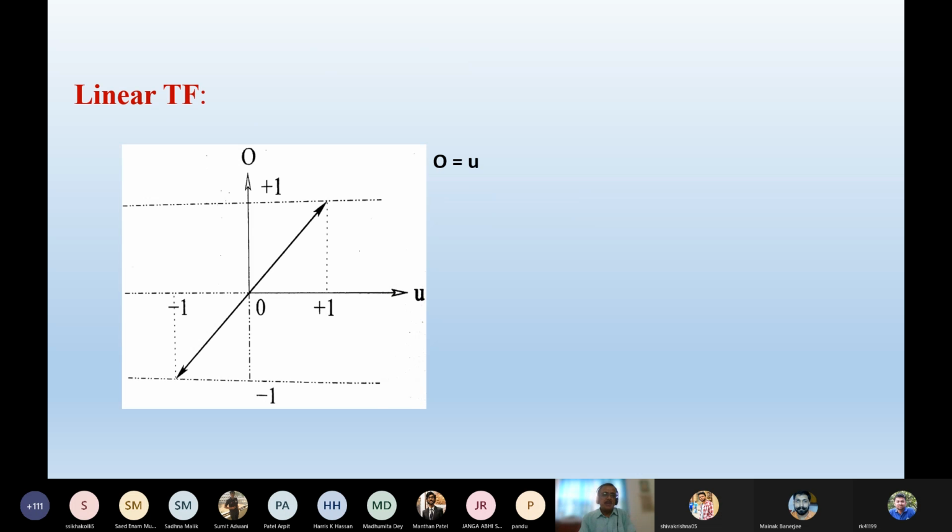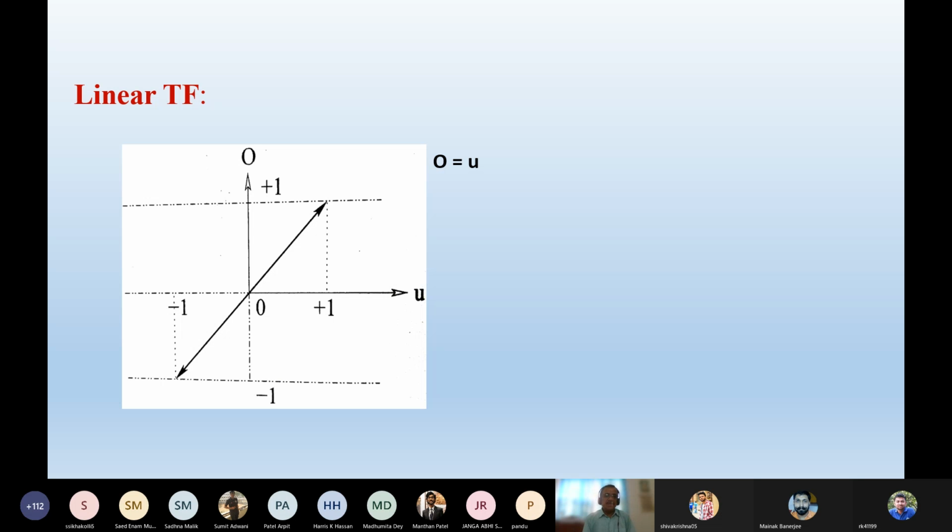Now then comes the linear transfer function, the straight line y equals x. Here this is the input side u, this is the output side o, and y equals x. That is, your output is equal to input. That means y equals mx, where m equals 1 here, but you can take some m not equal to 1.0. You can also optimize what should be the most suitable value for this particular m. Now, if I know this particular input u, I can find out the output of the transfer function.